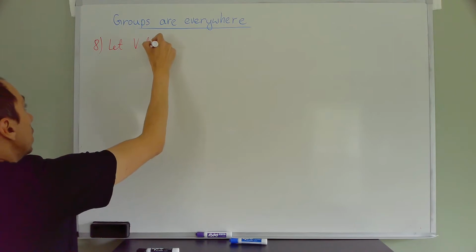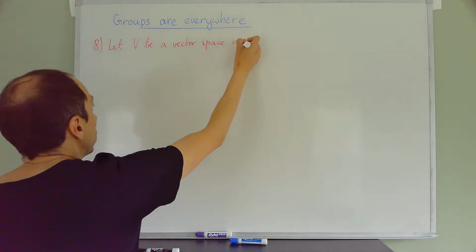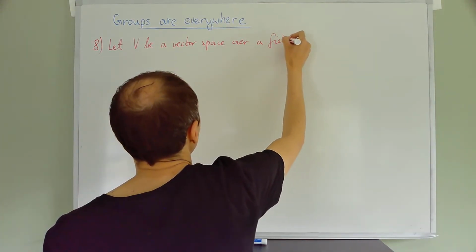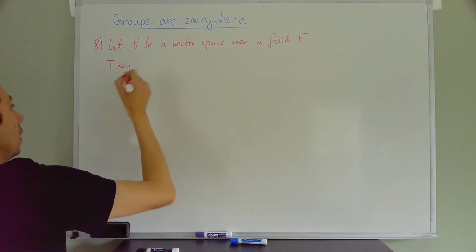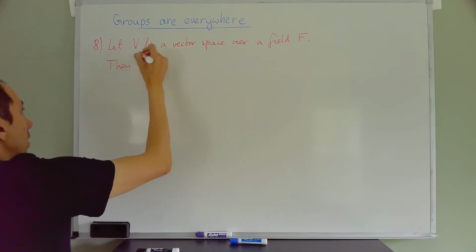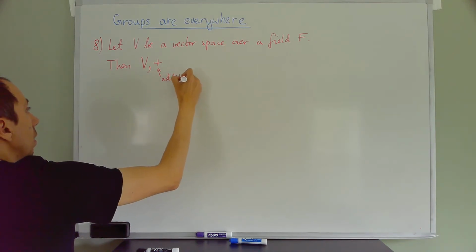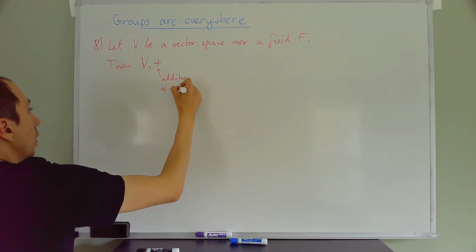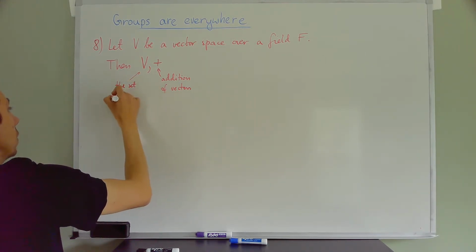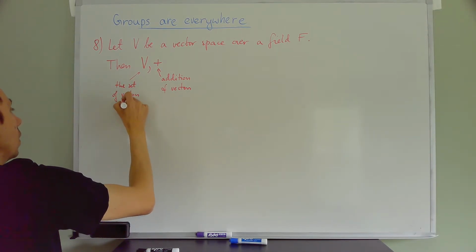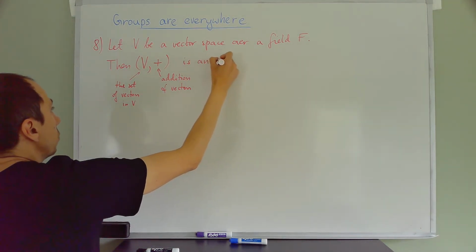Let V be a vector space over a field F. Then this vector space, but only together with addition, so this is now only the set of vectors, is an abelian group.